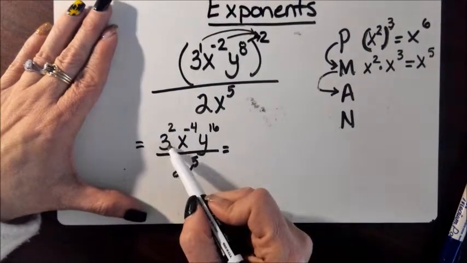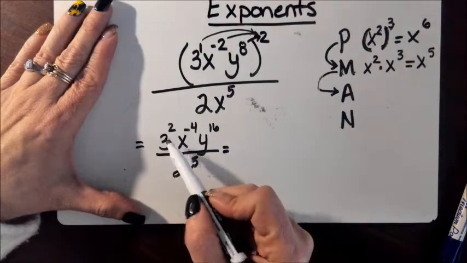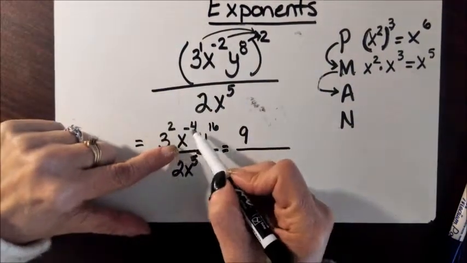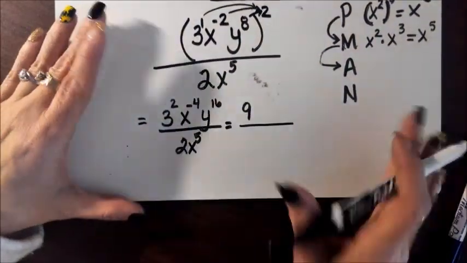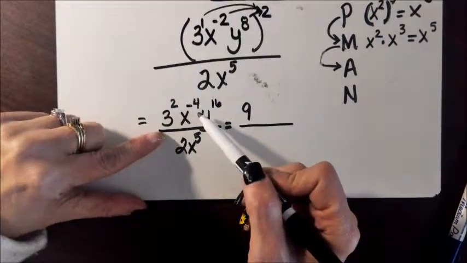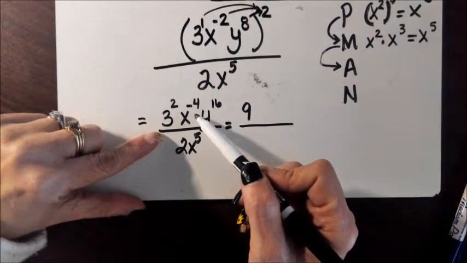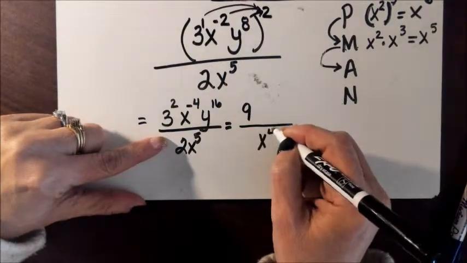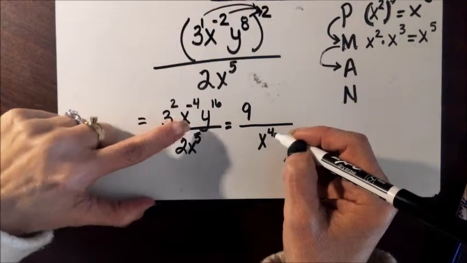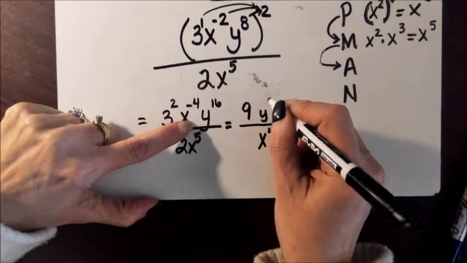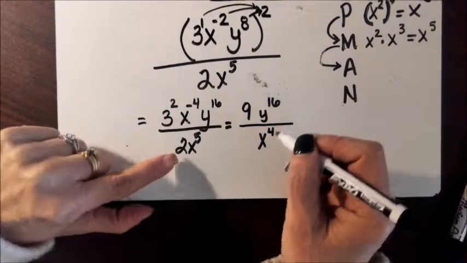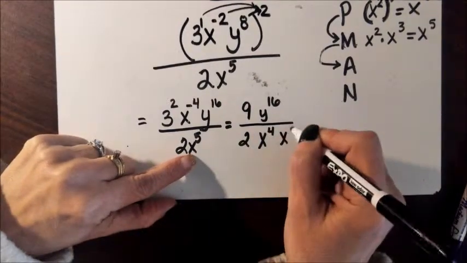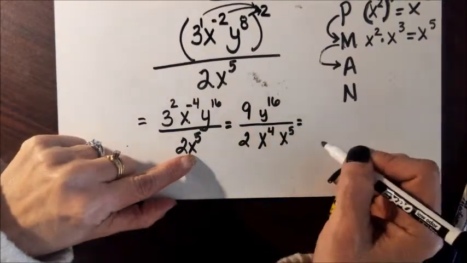All right, so 3 squared, that's 3 times 3, that's 9, over x to the negative 4. Do you remember negative exponents are your bratty little brother or sister running around going, look at me, I'm in the wrong spot? He needs to move to the bottom, so I'm going to move him to the bottom, and he becomes positive. Y to the 16, I'm going to leave. It's fine. 2 is fine. I'm going to leave it down here. X to the 5th is fine as well. It's positive, so I'm going to leave it there.